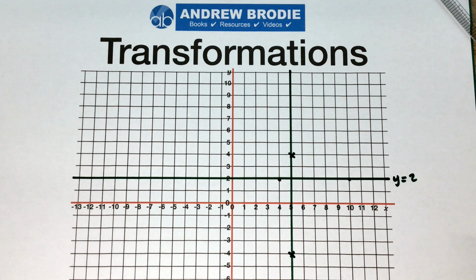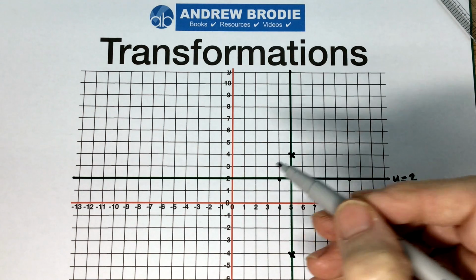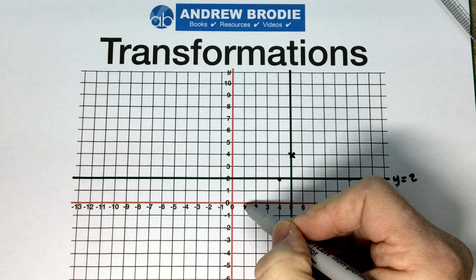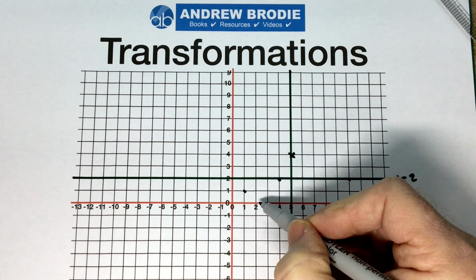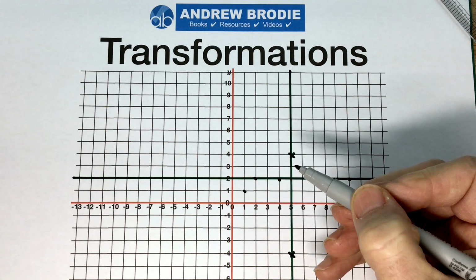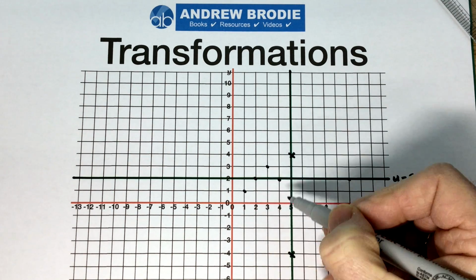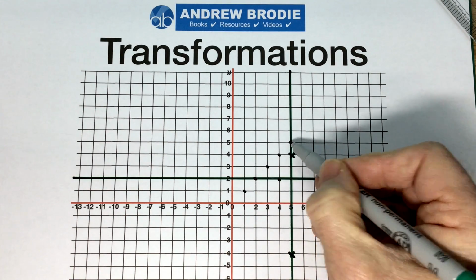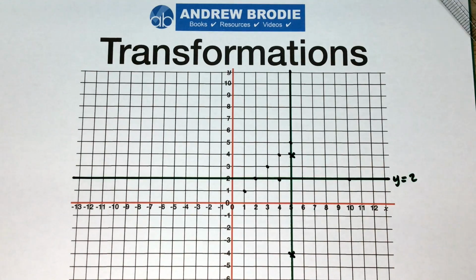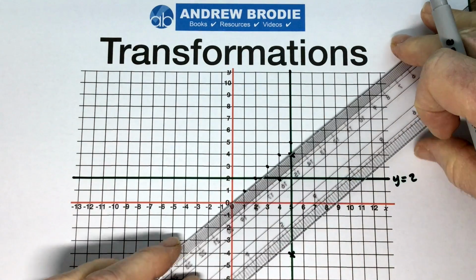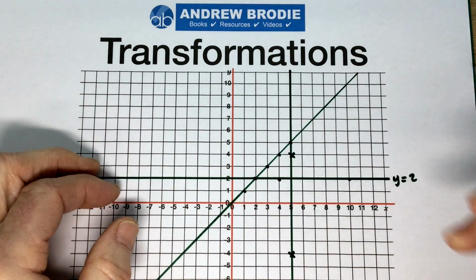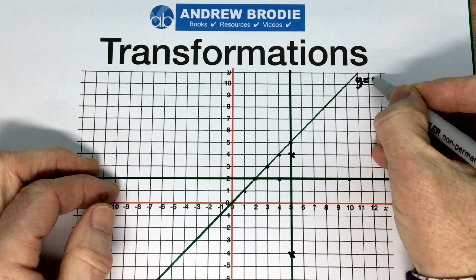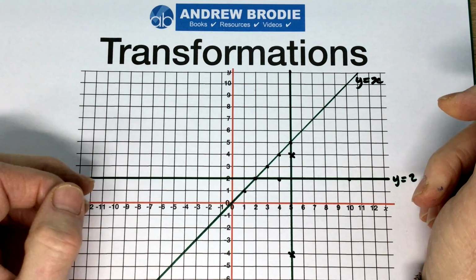Another one that's commonly used is the line y equals x. So that means when y is 1, x is 1. When x is 2, y is 2. When x is 3, y is 3. When x is 4, y is 4. When y is 5, x is 5. y equals x, and that goes through the origin. And that is the line y equals x. And we really need to know those.